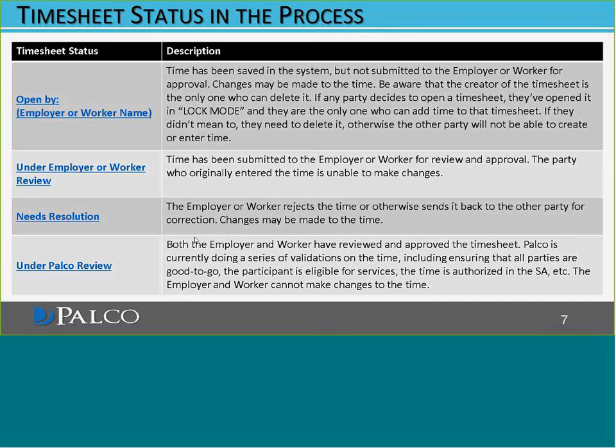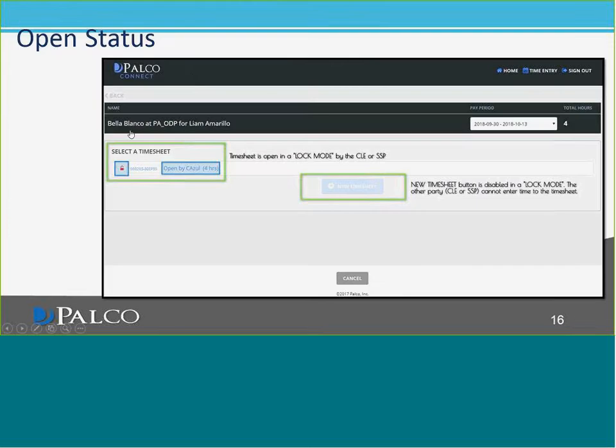The statuses. If you see in the application that your timesheet has an open status, the timesheet has been saved in the system but not submitted to the employer or worker for approval yet. Changes may be made to the time. Okay? So I want to show you some screenshots. This is one of the screenshots from our application, and this is how it looks. I'm going to show you the application in a few minutes, but I just want you to see what I'm talking about right now. So if your timesheet has an open status, this is what you're going to see.